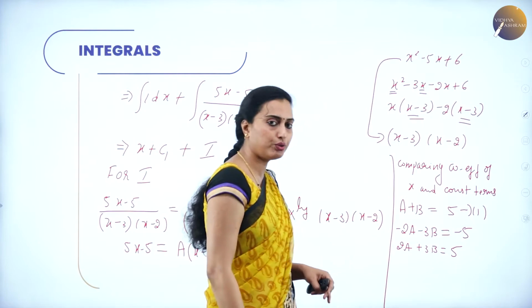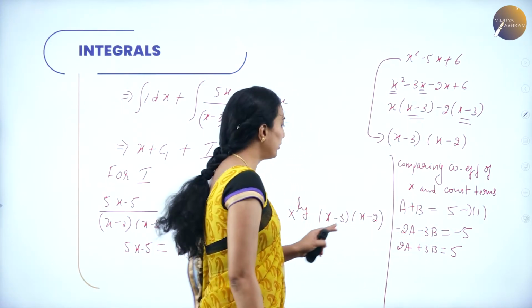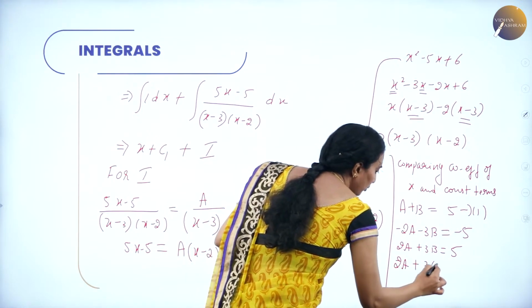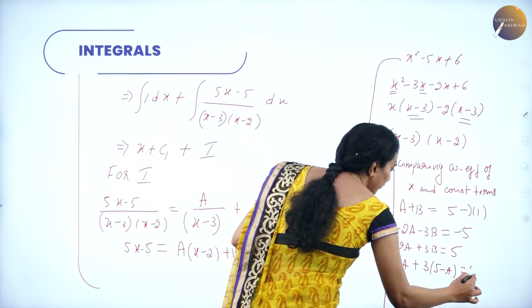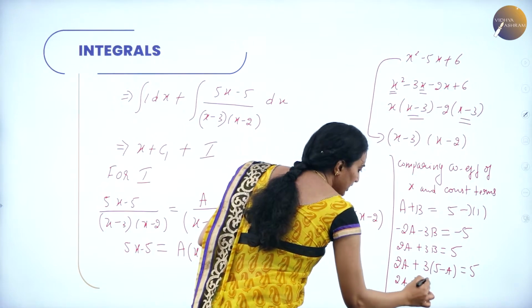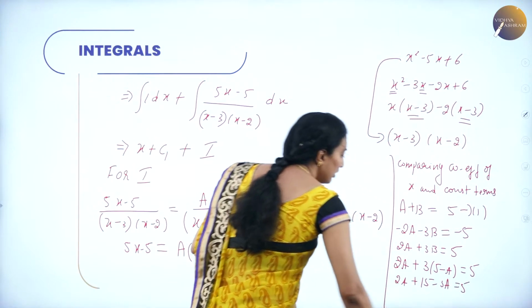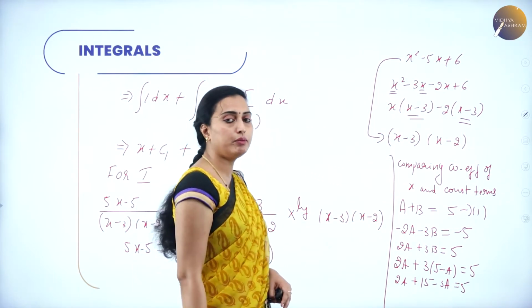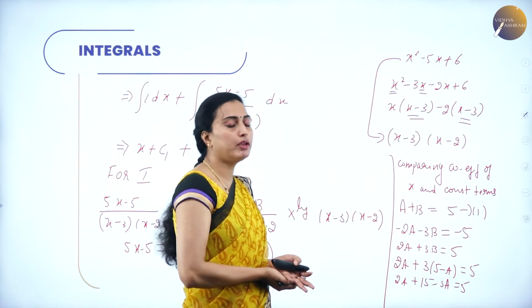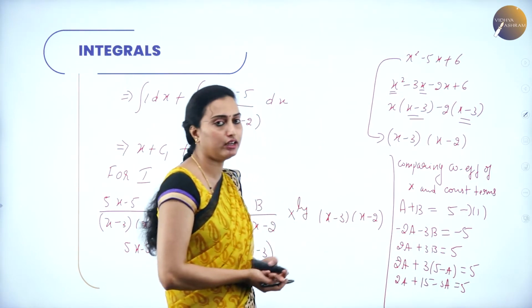Now, let me call this one as first equation. From the first equation, you can substitute either for b or for a. b is equal to 5 minus a. If you substitute b is equal to 5 minus a, 2a plus 3 into 5 minus a is equal to 5. Now, let me solve this one. 2a plus 3 5s are 15 minus 3a is equal to 5. Now 2a minus 3a will give you minus a.